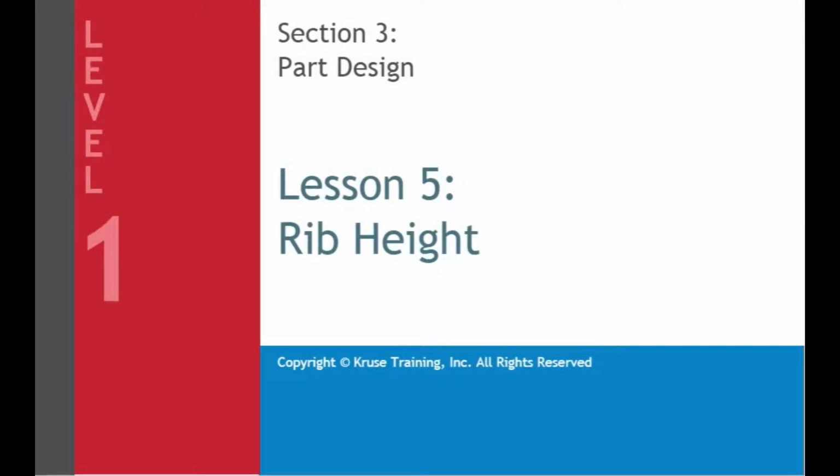Designs for molded parts must meet many criteria, from appearance to dimensional stability. Ribs are a design feature that adds strength and stiffness to molded parts. In this lesson, we will look at ribs, specifically rib height, as an essential component of part design.